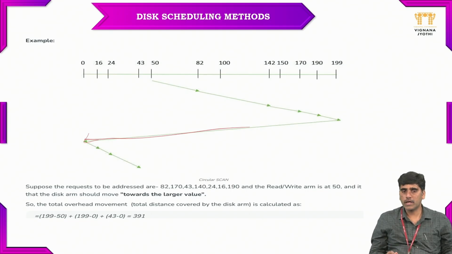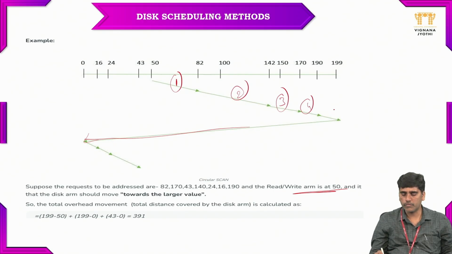If you see here, the disk arm is at 50. From 50 to 82 is the first step, from 82 to 142 is the second step, and 142 to 170 is the third step. From 170 to 190 is the fourth step, and 190 to 199 is the fifth step. So this is the end of the disk. The disk unnecessarily moved to the end of the disk. This is the unnecessary thing we have to do.